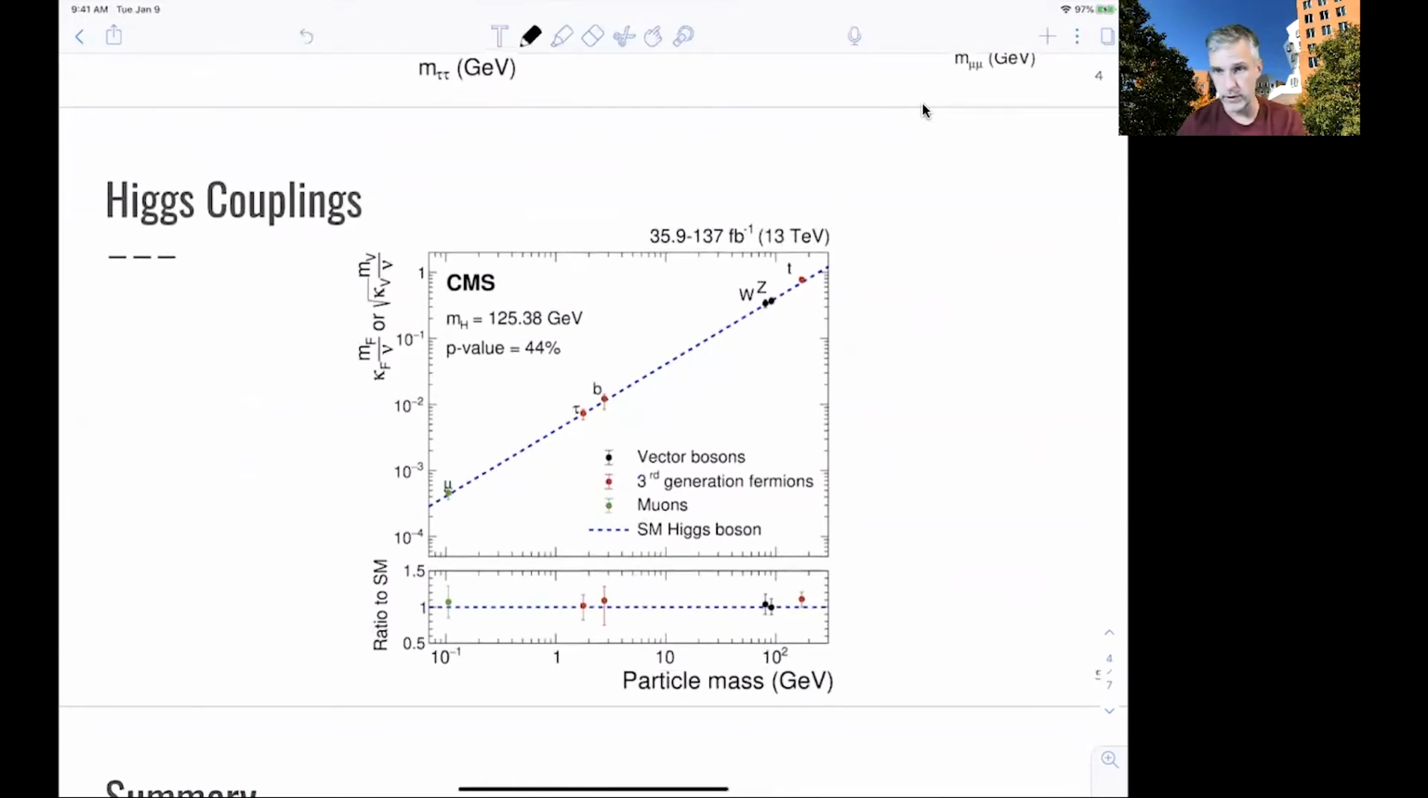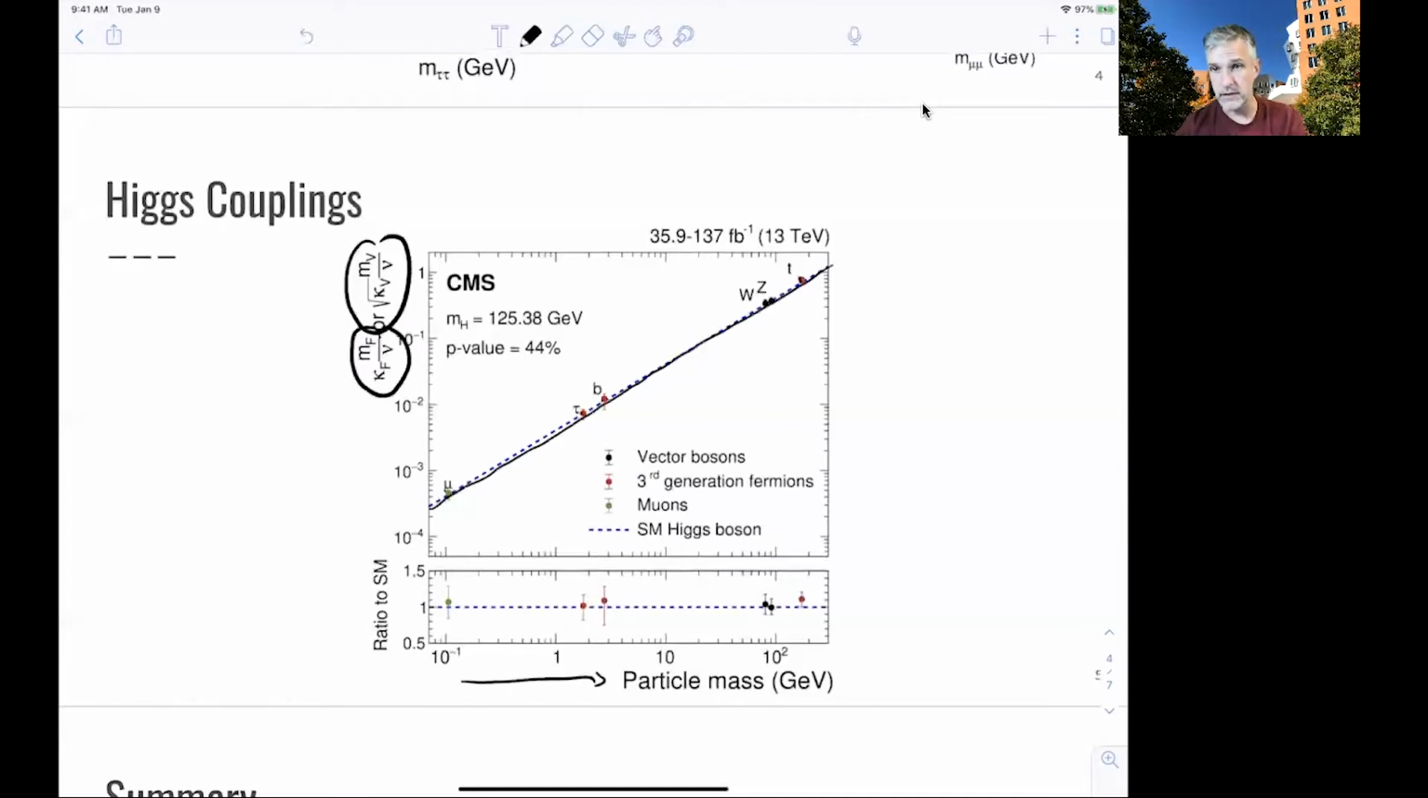And this is a beautiful plot here, which shows the Higgs coupling on one axis, either to the fermions or the boson, versus the mass of the particle. And so you find your favorite particles, the top, the W, the Z, the bottom, the tau, and the muon. Those are the ones where we can actually measure the coupling. And you see whether or not this is in agreement with the standard model, which is this blue dotted line here. And you see it is.